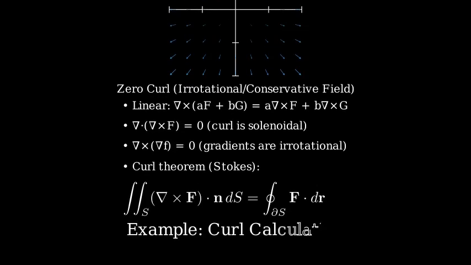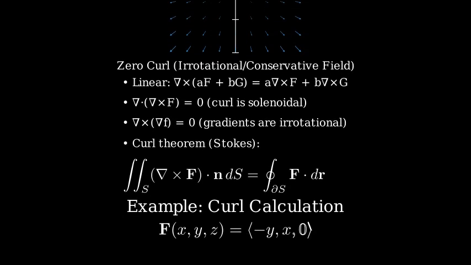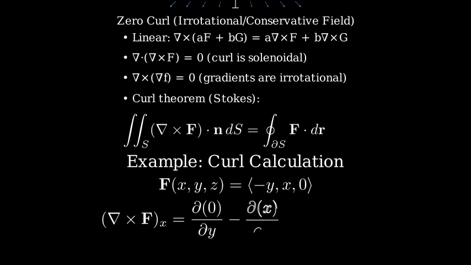Let's calculate the curl of a vector field. Consider the vector field F equals the vector (negative y, x, 0). To find the curl, we compute. The first component is the partial of the z component with respect to y minus the partial of the y component with respect to z.